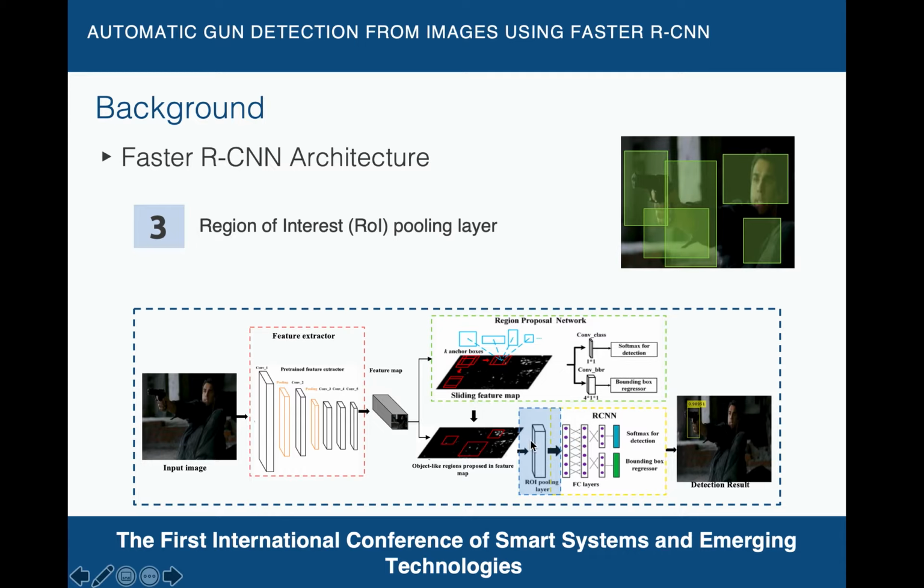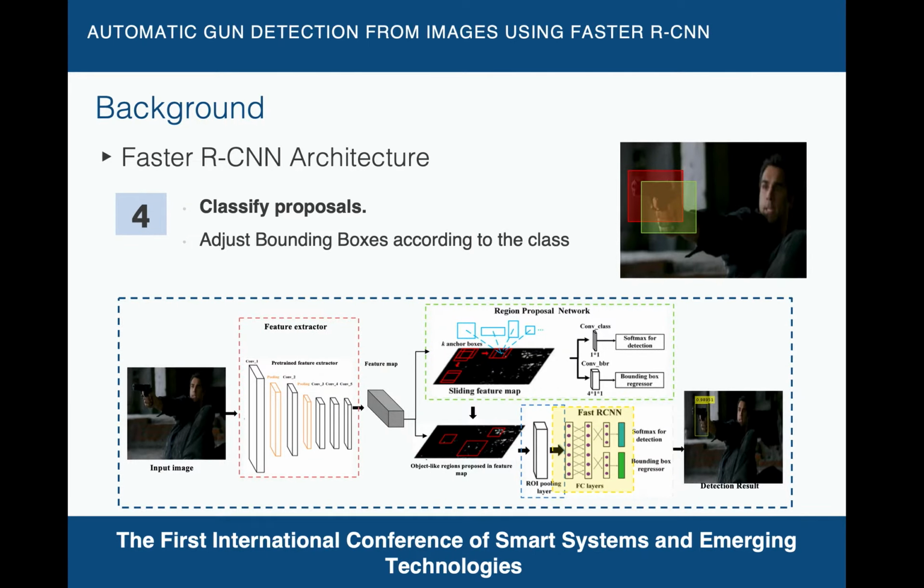The following layer that the image is passed to is the ROI pooling layer, or the region of interest pooling layer. This layer takes each region proposal and its corresponding part in the feature map and resizes it to fit the fully connected network. Finally, for the classification part, the proposals are classified by measuring the overlap with the ground truth. If it exceeds a certain threshold, which in our case was 0.5, it gets assigned to its corresponding class.